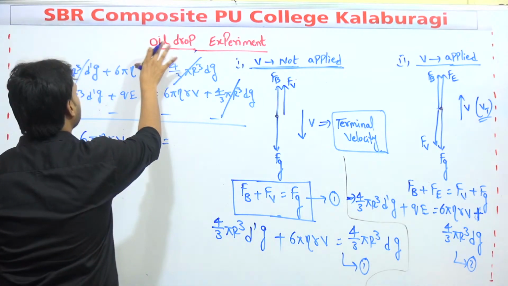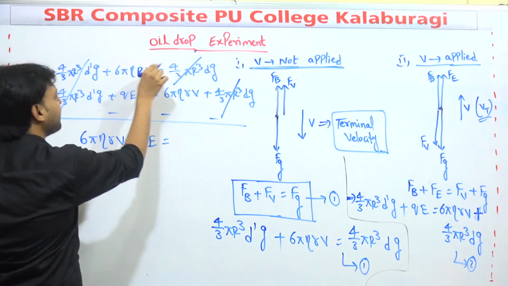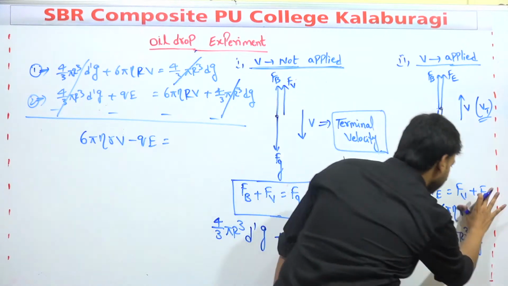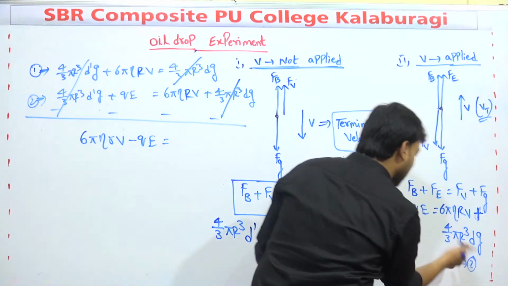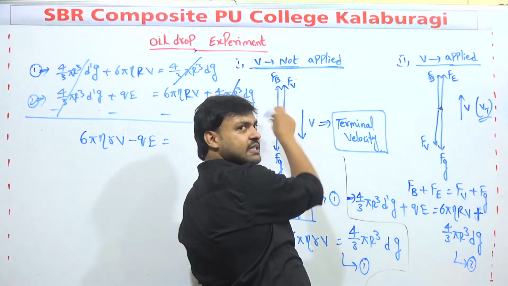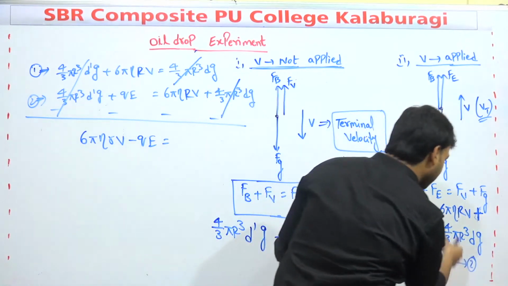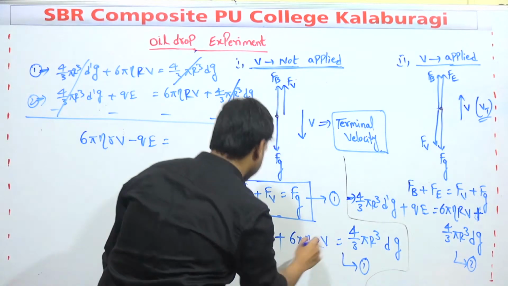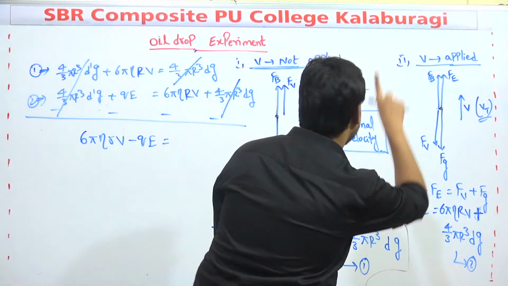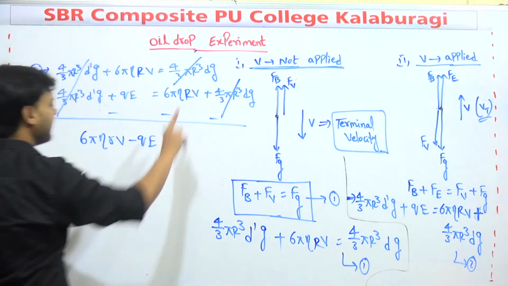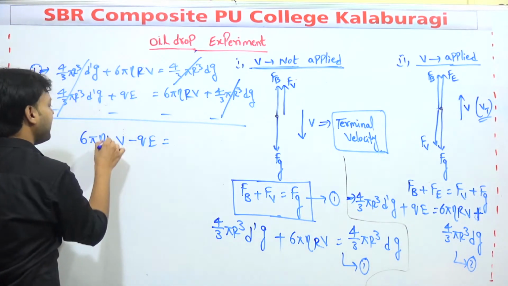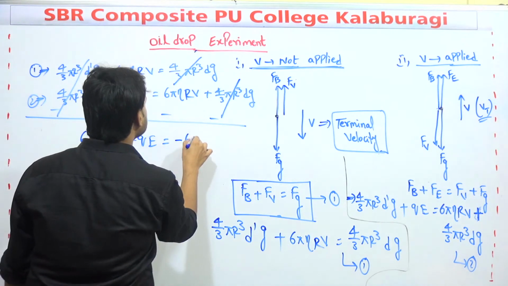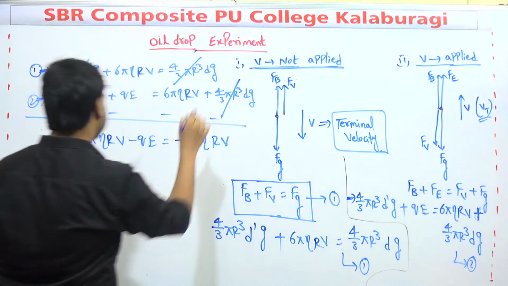So this r is what? Here we have written capital R, in the sense this will also be capital R only. So wherever I have written small r, please change that. Why? Because this is the radius of the charged drop, and here the radius will be the same. So 6 pi eta rv minus qE, which is equal to minus 6 pi eta rv.